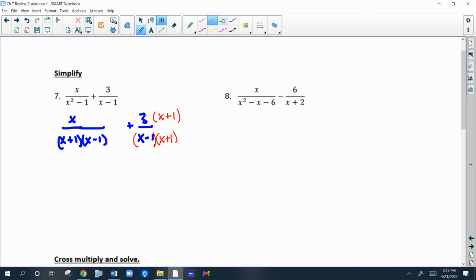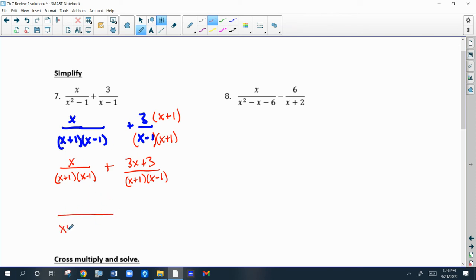So what I'm going to do here, and the order here is not that important, is keep this one as it is. I'm going to multiply this top out. So that's going to be 3 times x plus 3 times 1. And write it over its common denominator of x plus 1, x minus 1. I just changed the order so it looks like the other one. It doesn't matter. And then add the tops over the single common denominator.